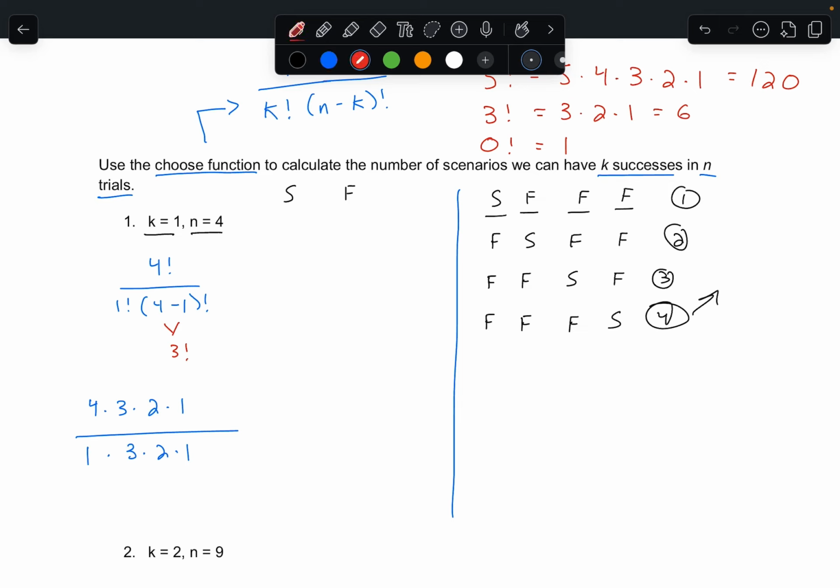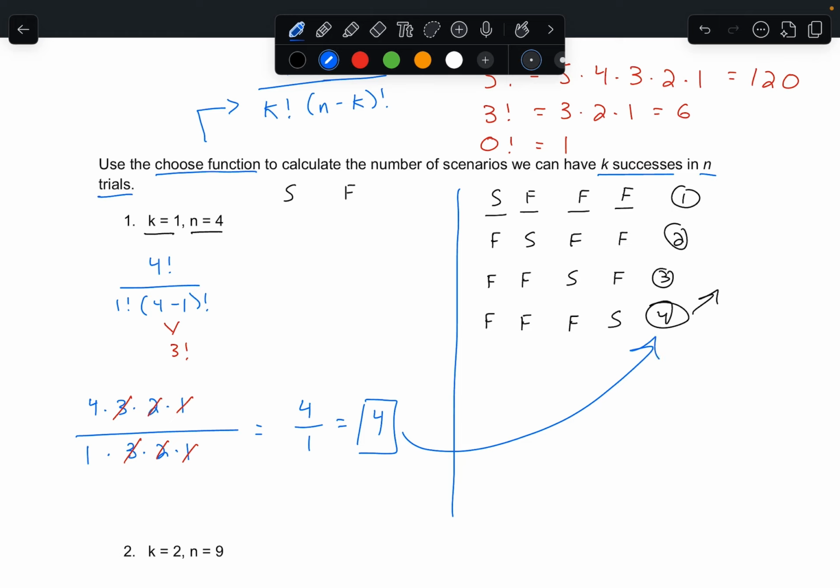What I should notice is that I have a series of numbers that appears in both my numerator and my denominator: 3 times 2 times 1 and 3 times 2 times 1. Because that appears in both, I can cancel it out. I can cancel these 3's because 3 divided by 3 is 1. I can cancel the 2's, and I can cancel the 1's. All that I'm left with is 4 over 1, which is 4. There's my answer, and that is exactly what we said. There were 4 distinct ways that I could arrange that one success in 4 trials.